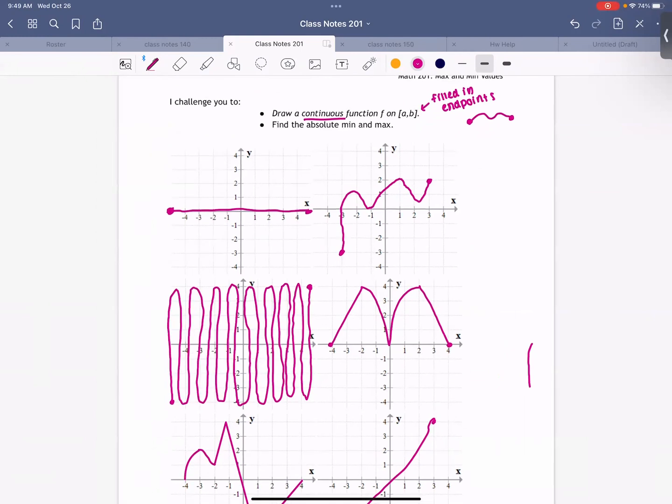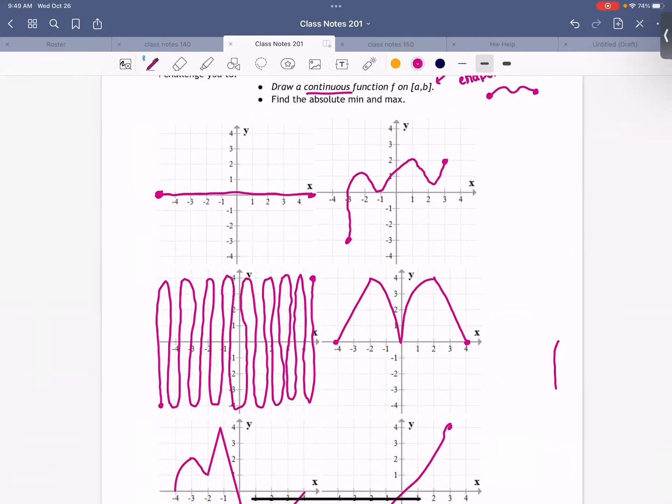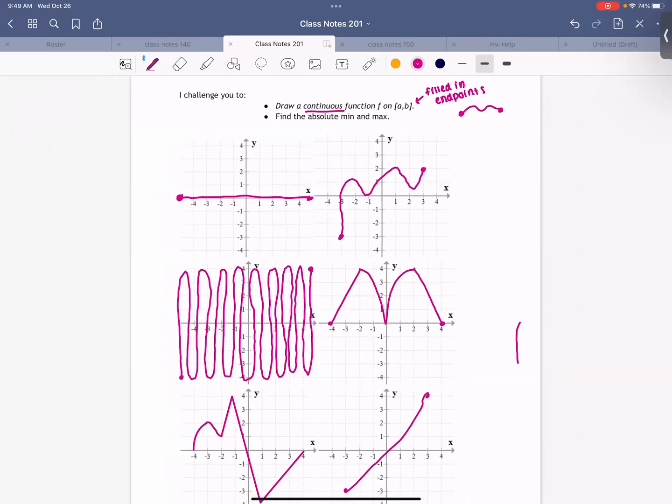I don't think we have enough time for this in this class, but next class we will find the absolute maxes and absolute mins of all these graphs. And then I'm going to ask you a question that might make you think about things a little bit harder.